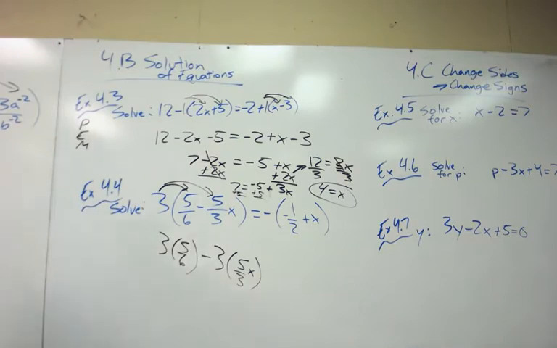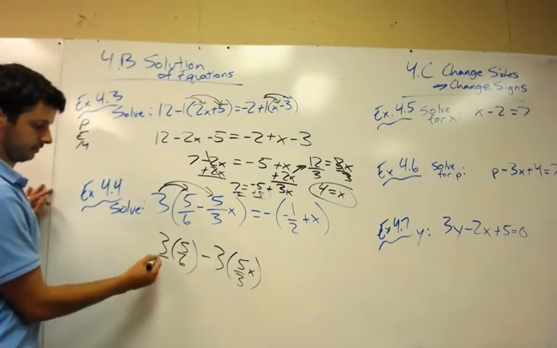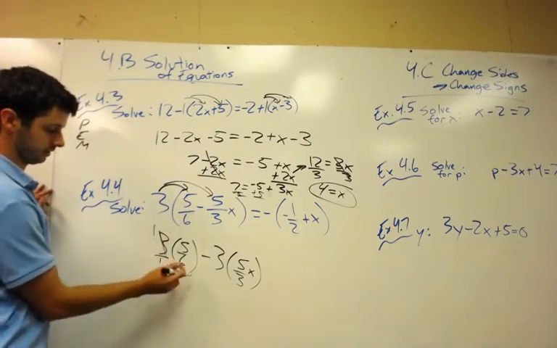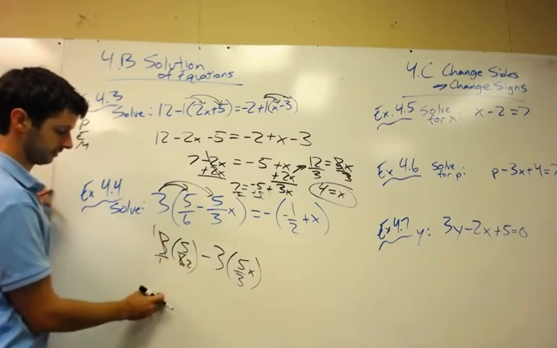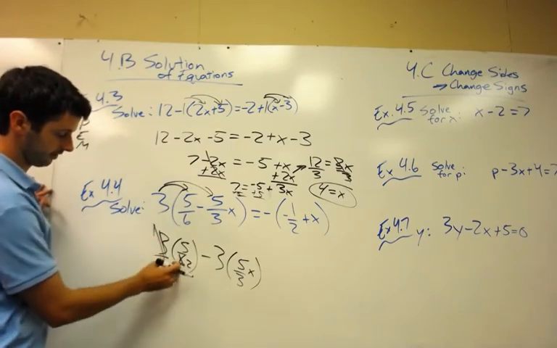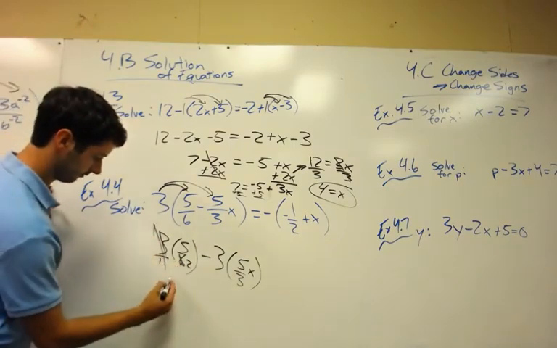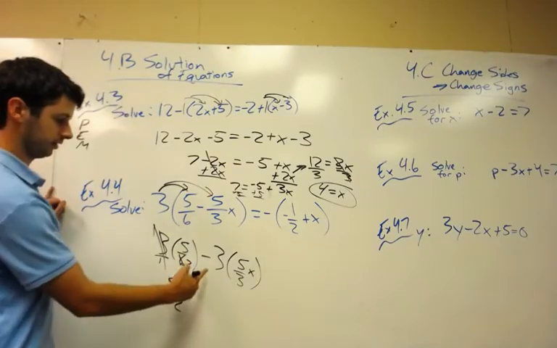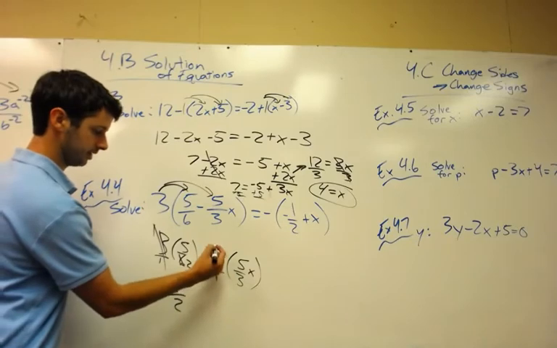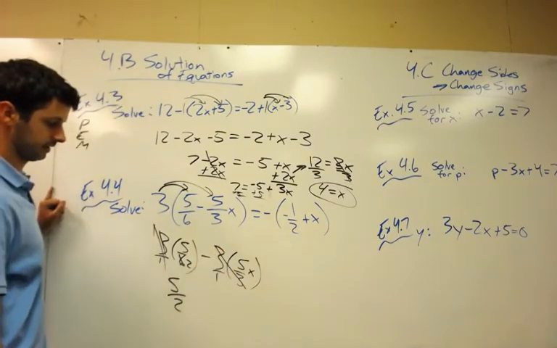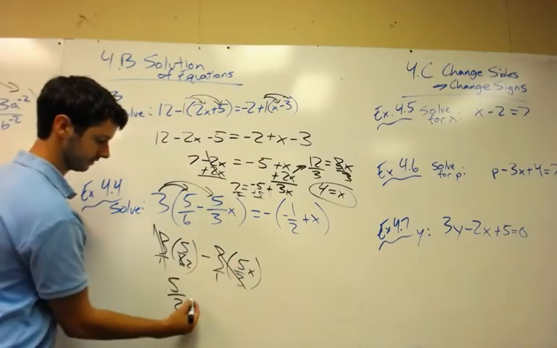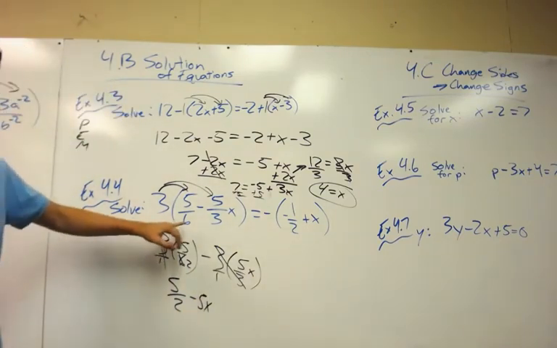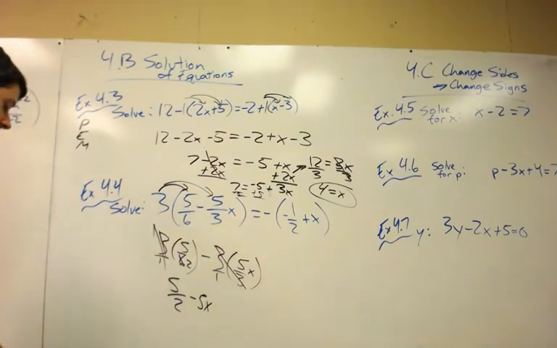Go ahead and solve for this. This can cancel. 3 goes into 3 once, and 3 goes into 6 twice. So we're left, that's just 1, 5 over 2. Over here, the 3's can cancel, and you're left with -5x. So we just solved the left side of the equation.